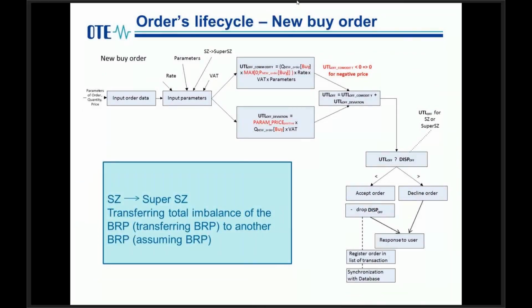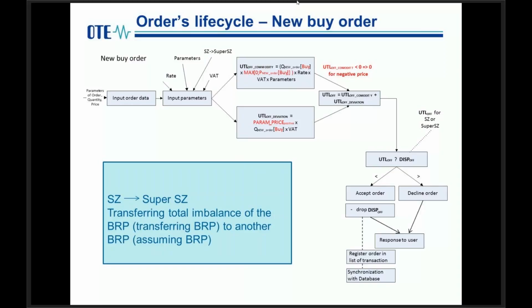Looking at the life cycle of an order, in this instance a new buy order or bid order comes into the module of financial security. Then there are other parameters intervening in the calculation, such as the parameter price, VAT. The calculation is split into two utilizations, commodity utilization and imbalance utilization.